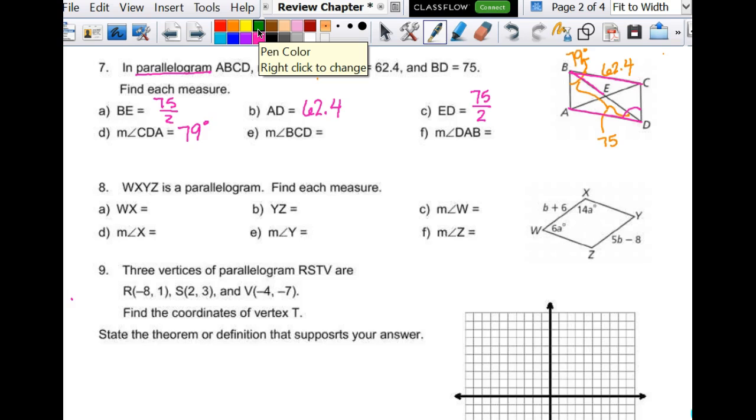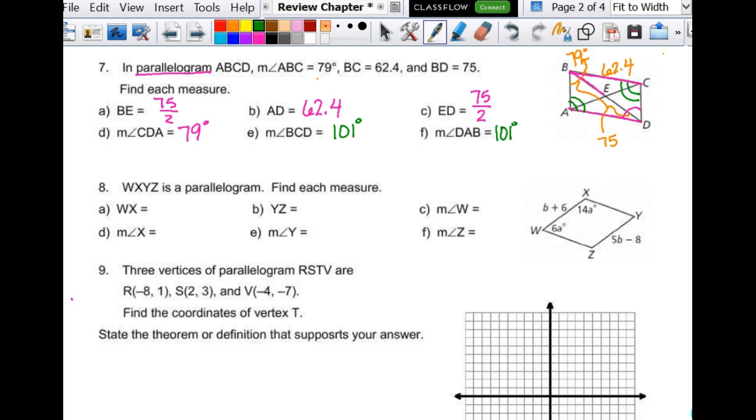BCD, this angle right here. Well, if this one's 79, then this one right here is going to be 101, because if it is a parallelogram, then the consecutive angles are supplementary. Then when I'm looking for DAB, it's also 101. And here I have two different reasons I could give. I could say if it's a parallelogram, then opposite angles are congruent because I just found this one. Or I could say if it's a parallelogram, then consecutive angles are supplementary, because you could use either one there. But that was the first one in that whole thing where I had options as to what I could write.